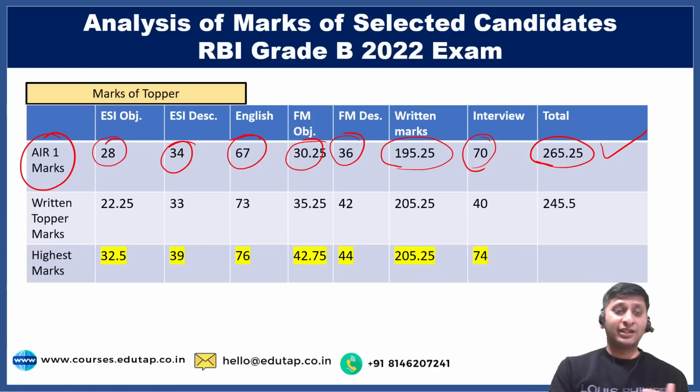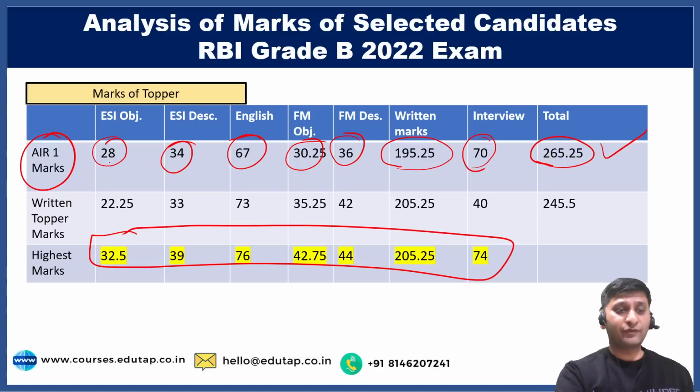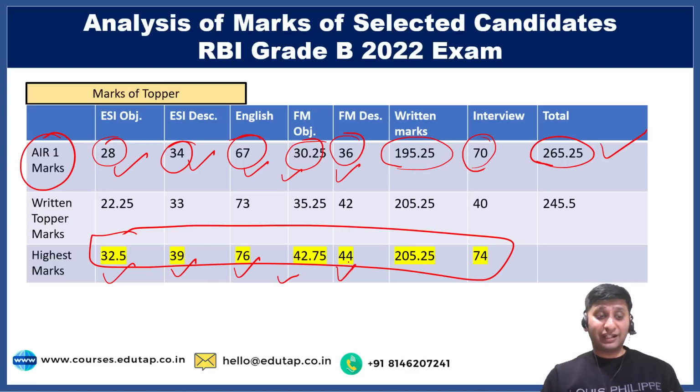If you see, these are the highest marks in these areas. He has scored 28, the highest marks are 32. He has scored 34, the highest marks are 39. He has scored 67 here, the highest marks are 76. In FM objective 30, though the highest marks are 42, FM descriptive 36, so the highest marks are 44. Now if you see the highest marks in each of these areas, ESI objective, descriptive, FM objective, descriptive or English, is kind of a lot higher than what he has scored.